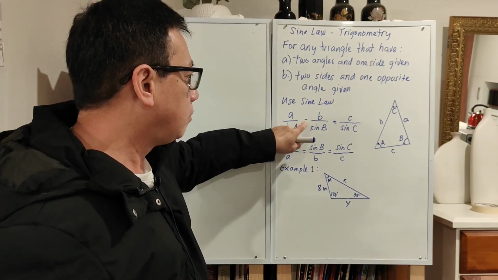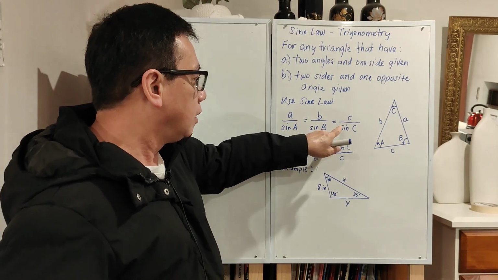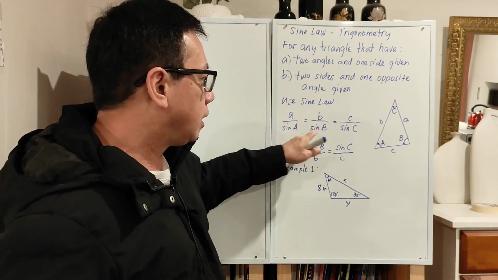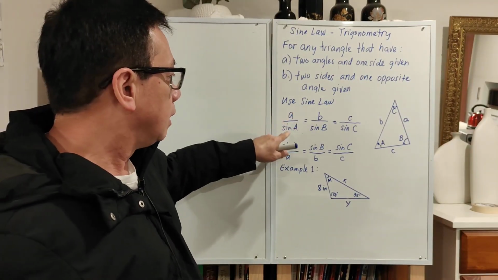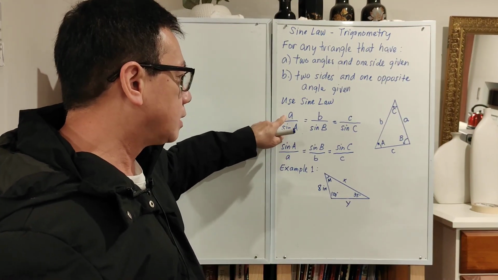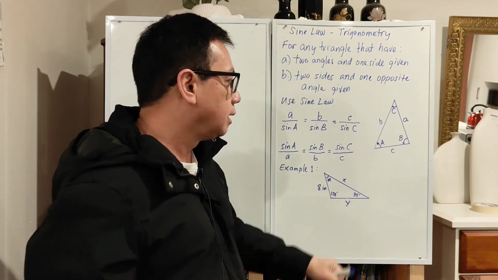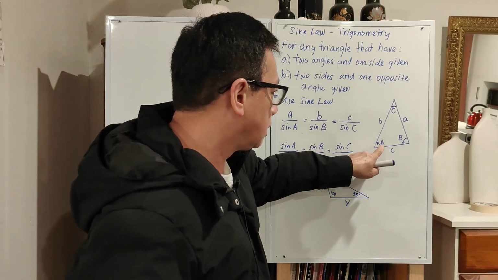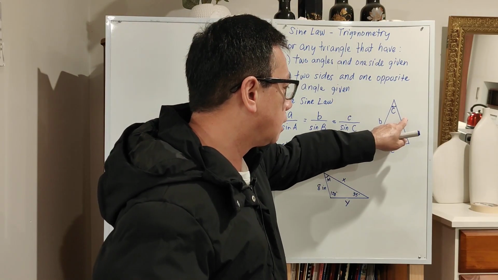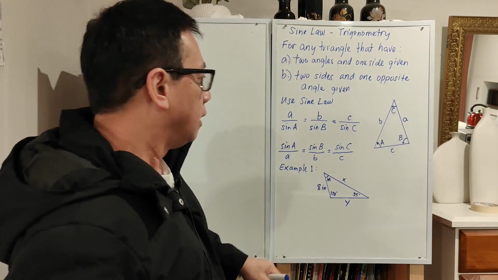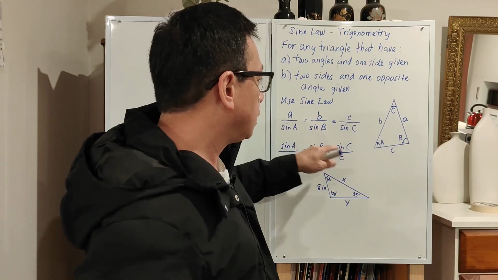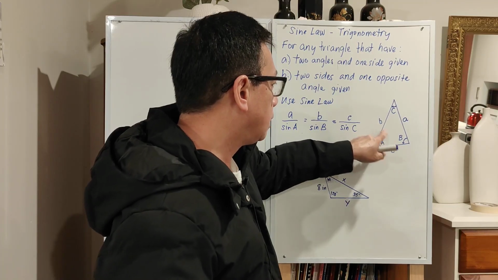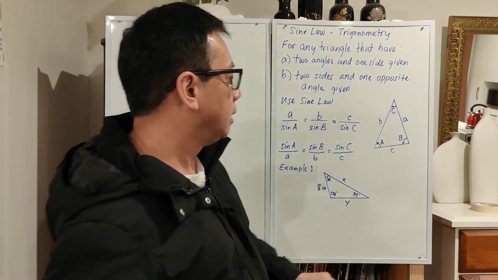a over sine A is equal to b over sine B is equal to c over sine C. So we assign large letters for the angle and we assign the small letters for the sides. So they are always opposite. For example, a over sine A, so this is angle A, this is the side a. So they are always opposite, like b over sine B, so side b, and this is the angle B.